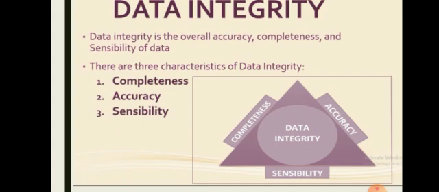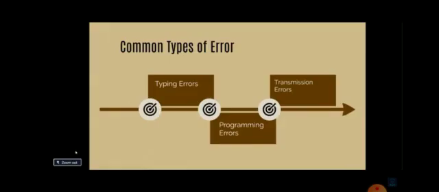So we will move to topic 7.2, which is common types of error. I hope you understand what data integrity is and the three terms: completeness, accuracy and sensibility. Here you can see the common types of error. Basically, data errors are very common in processing. Most of the errors occur at the data entry stage. When you enter data, most of the errors occur at that time.